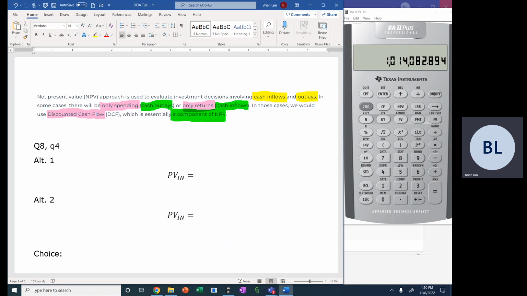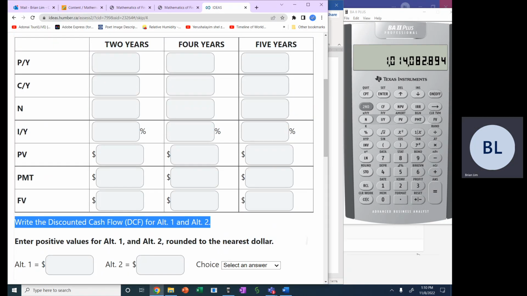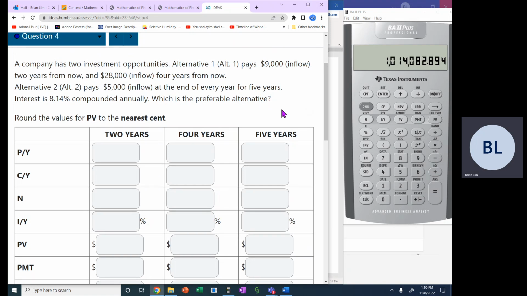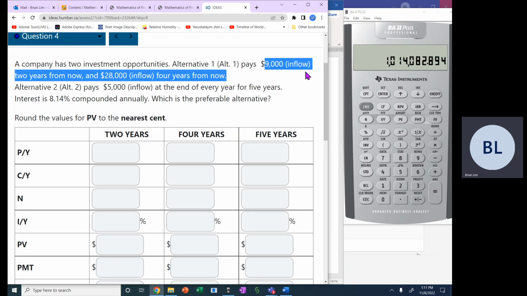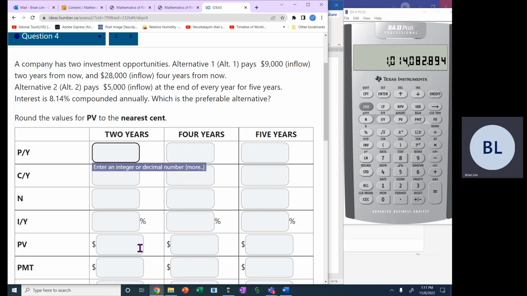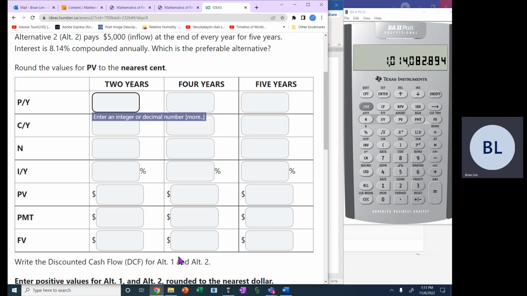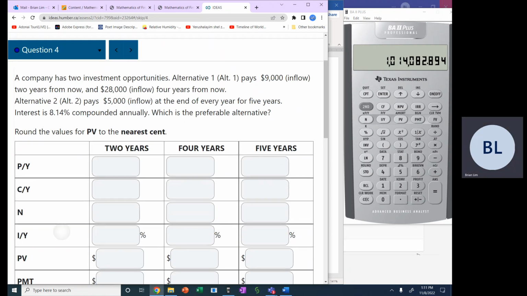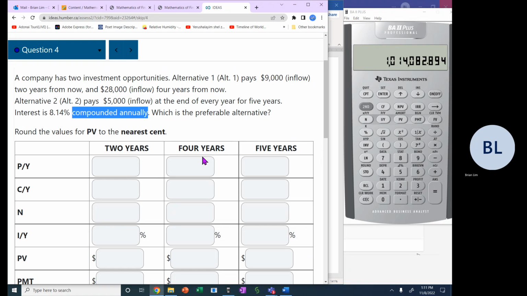All right, so let's get back to the question. And here is the question. All right, good. Now their alt one pays 9,000 2 years from now. Okay, so 2 years from now, it's $9,000. So we go down here and we put in $9,000. This is like compound interest. All right. Now, what is happening? The compounding is annually.